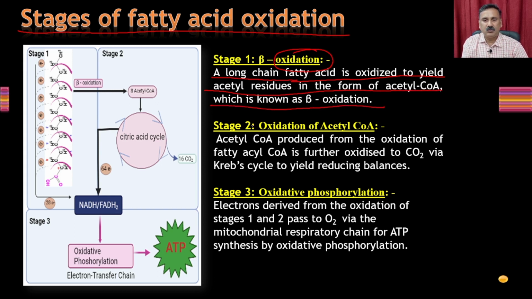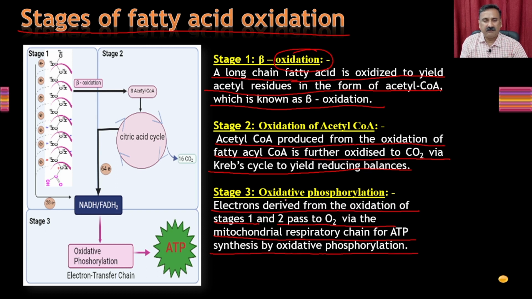Then in stage 2, you have the oxidation of acetyl CoA. The acetyl CoA produced from the oxidation of the fatty acyl CoA will be further oxidized to carbon dioxide in the Krebs cycle to yield the reducing equivalents. And in stage 3, you have oxidative phosphorylation. Electrons derived from the oxidation in stage 1 and stage 2 pass to oxygen via the mitochondrial respiratory chain for ATP synthesis by oxidative phosphorylation.